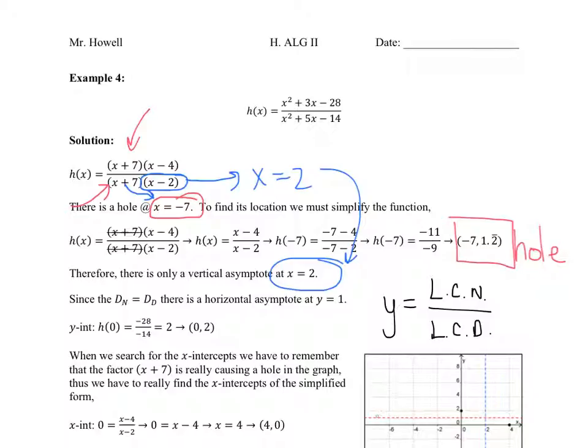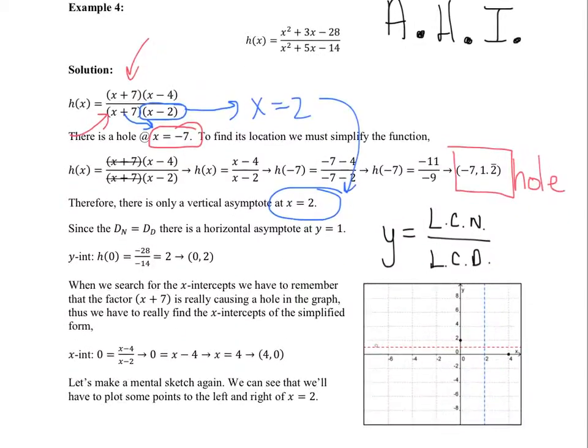So at this point in time, we've done asymptotes, holes. What's next? Kelly? X or Y intercepts. Good. Intercepts in general. Okay, let's go ahead and figure out the intercepts now.